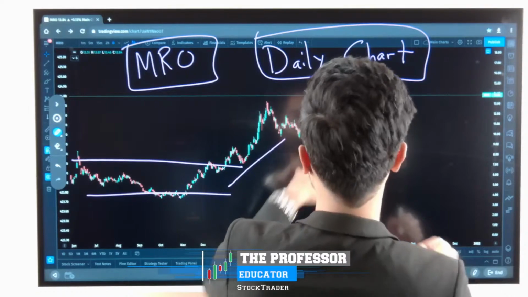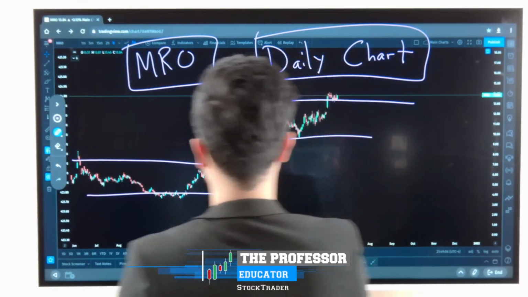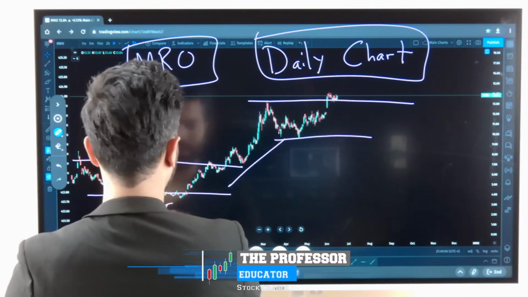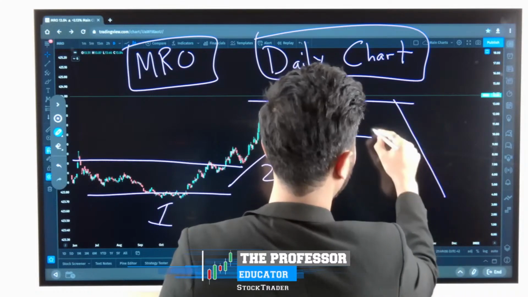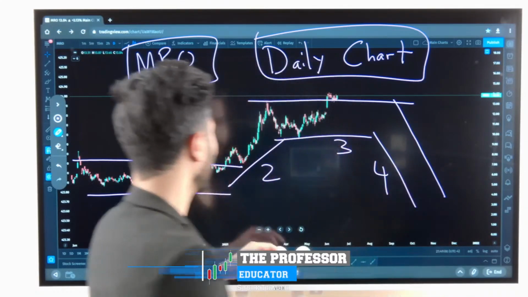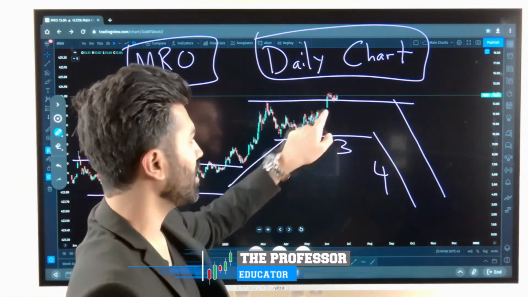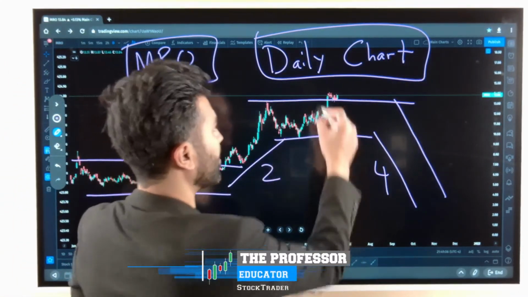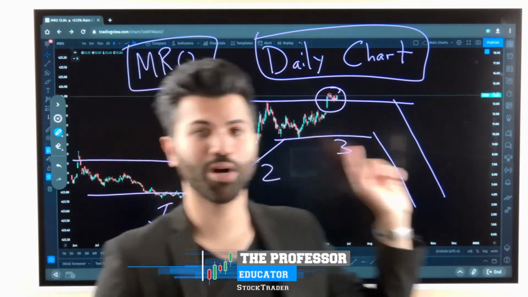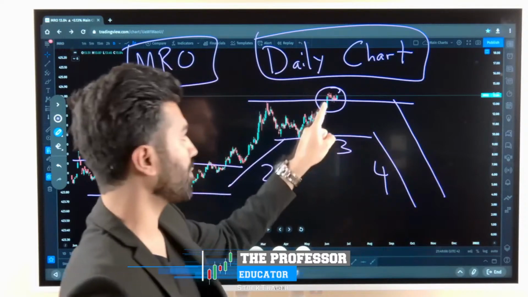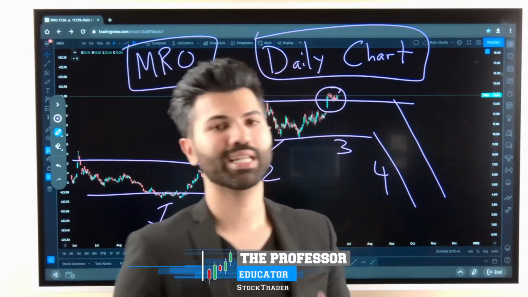We have to figure out what's going on right now. 1, 2, 3, 4. Stage 1, stage 2, stage 3, but an anomaly happened right here. This is an anomaly. This is a very rare event. It got pumped massively to the upside. But it should come down. But let's see what happens.